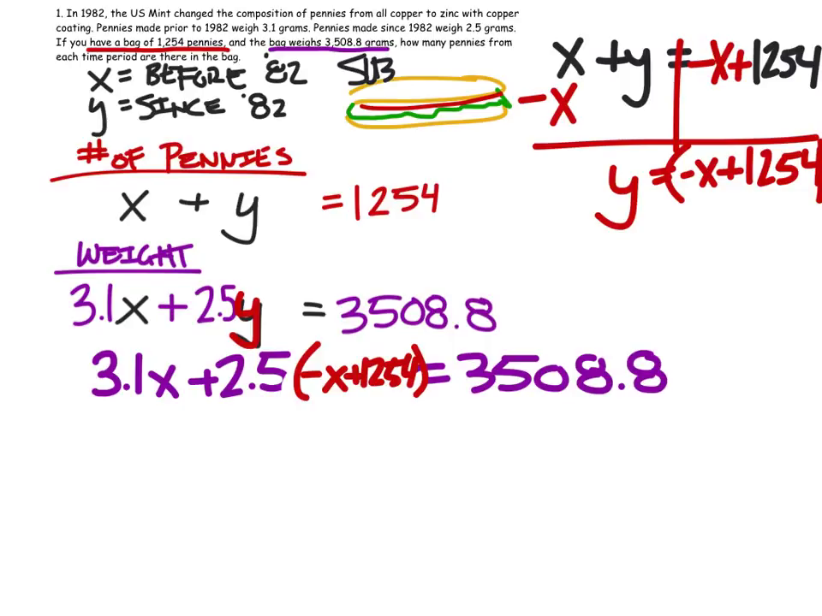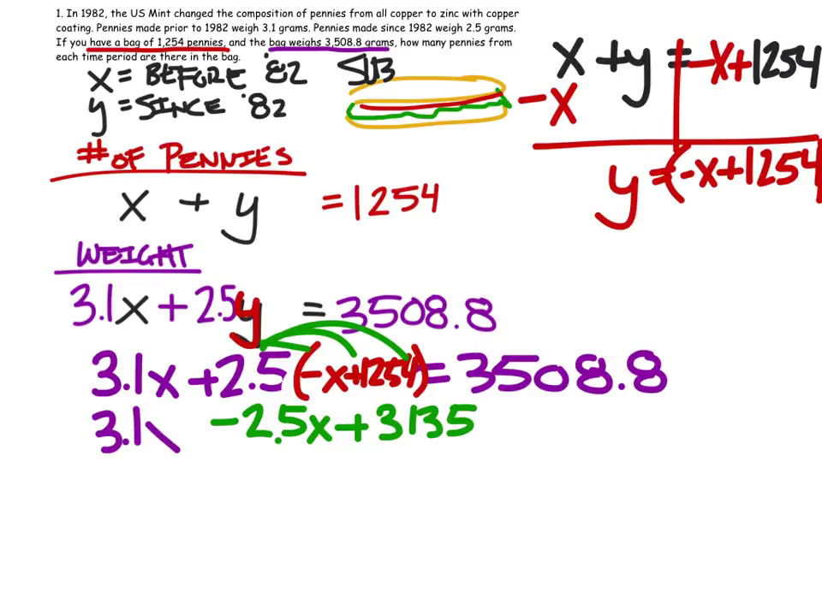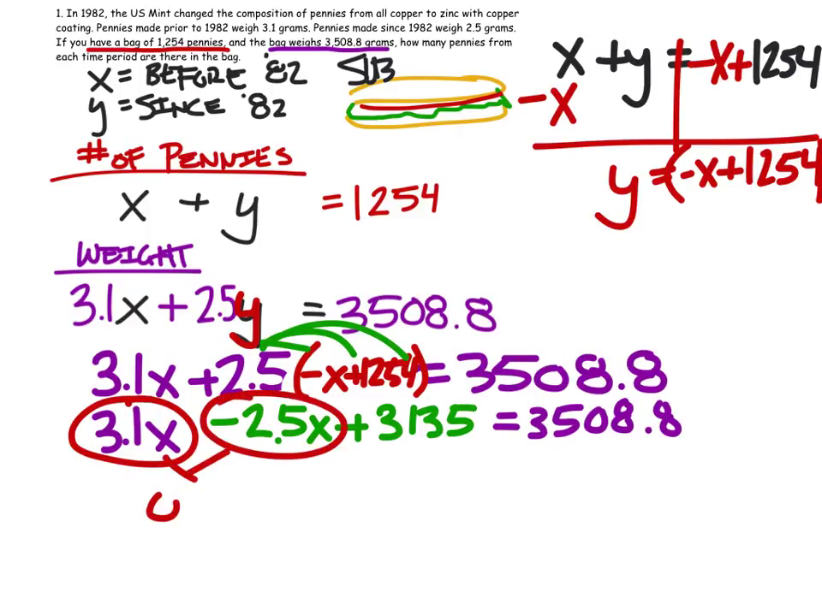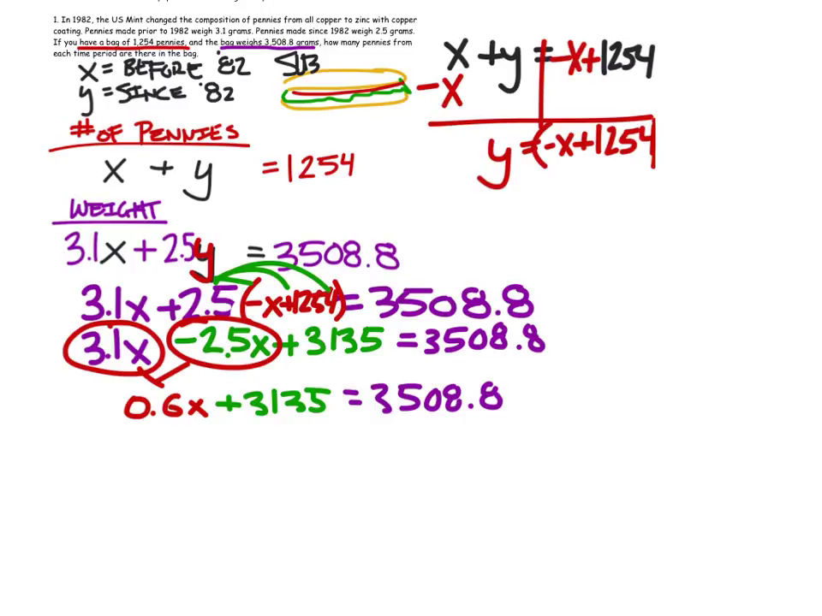So, first thing I will do is distribute this 2.5 into the set of parentheses. So that would be negative 2.5x plus 2.5 times 1254. Alright, so I got 3,135. We still got the rest of this stuff though, which again allows me to solve this equation. So, right now I'm going to be combining like terms 3.1x and negative 2.5x. These combine to give us 0.6x plus 3135 equals 3508.8. Now to solve this equation, I will need to subtract 3135 from both sides.